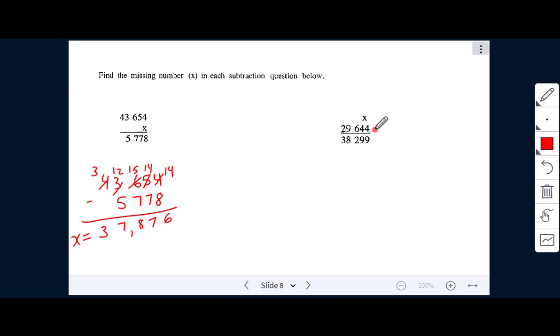In this example, we're missing the minuend. So if you have a case like that, you have the subtrahend and you have your difference. In that case, you're going to add the two. So we're going to add 29,644. We're going to add 38,299 to give us our missing minuend. So just adding this, we get 13, 14, 9, 17, and 6. So our x value here, x is equal to 67,943.